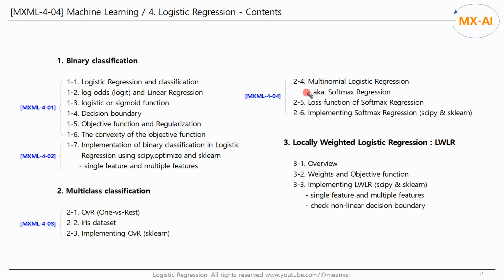So far, we have looked at multinomial or softmax logistic regression. In the next video, we will look at locally weighted logistic regression.